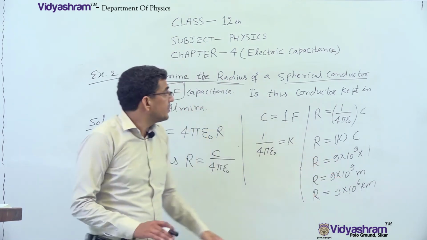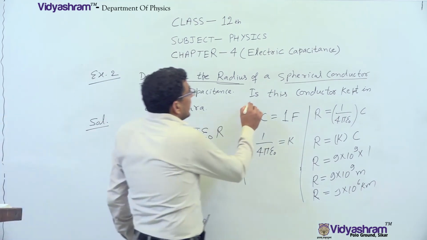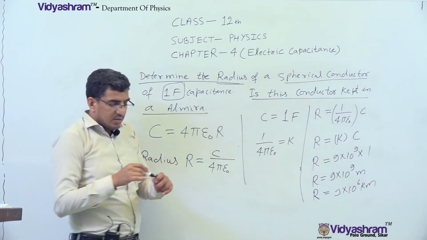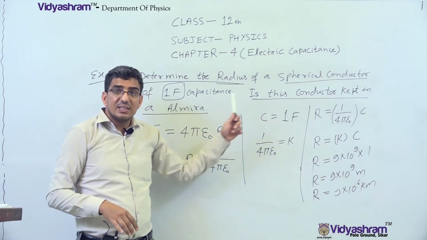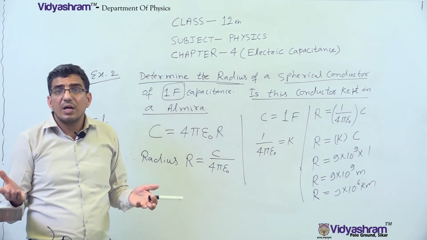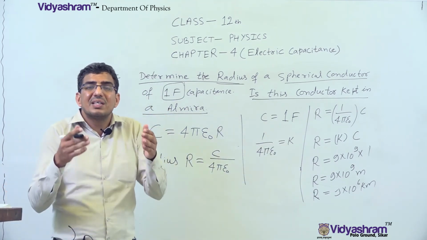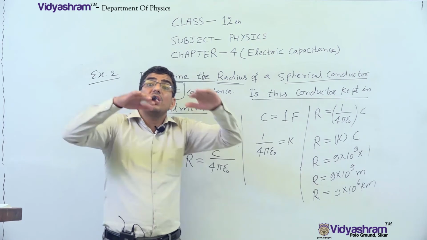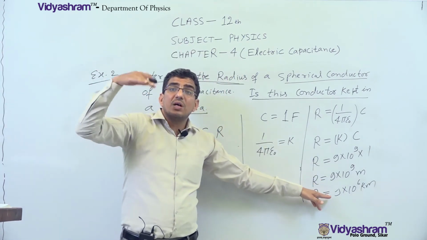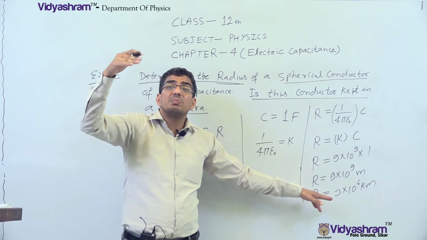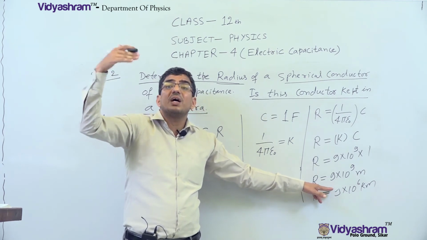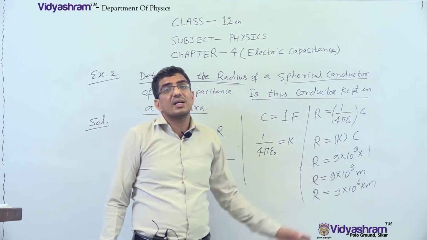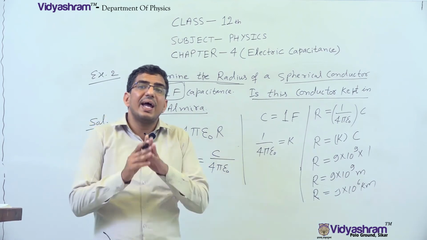Okay students, the next question is: can this conductor be kept in an almirah? No, it is not possible, because the size of an almirah is very small and the size of the conductor is very large. It is huge, bigger than the earth. So this conductor cannot be kept in an almirah.